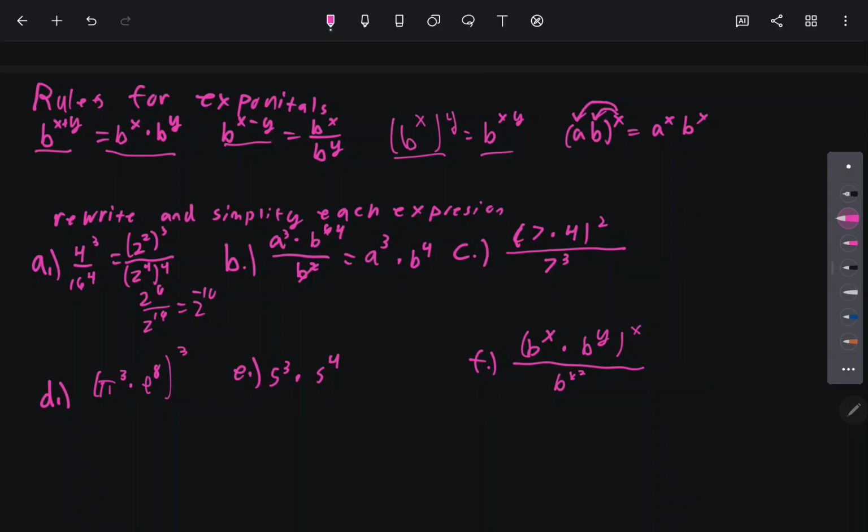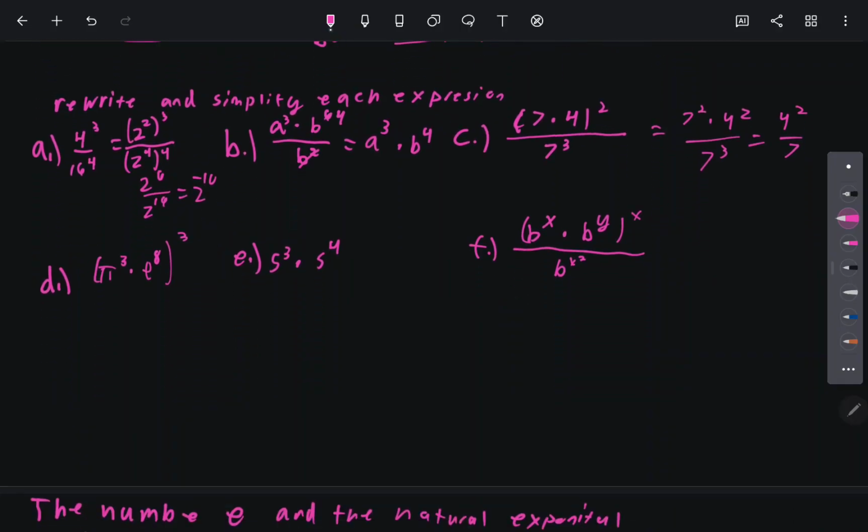Continuing onward, now we will have 7 squared times 4 squared over 7 cubed. So in reality, what this will look like is 4 squared over 7. Now I'll give you a moment to try these last three. Maybe pause the video, and then I'll work them.